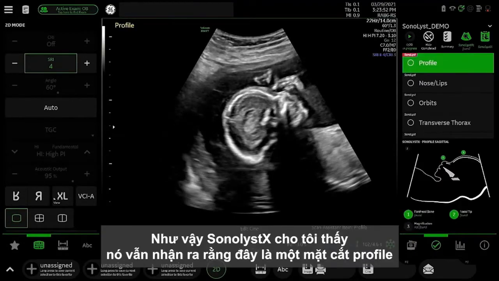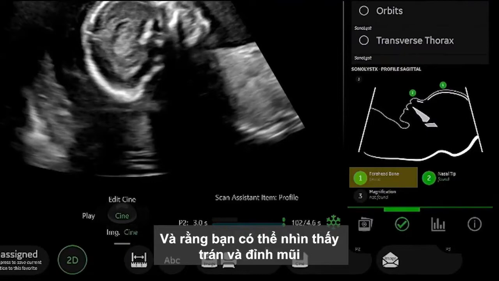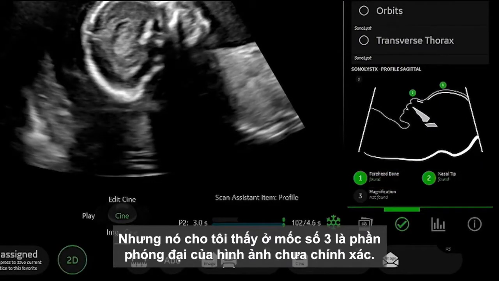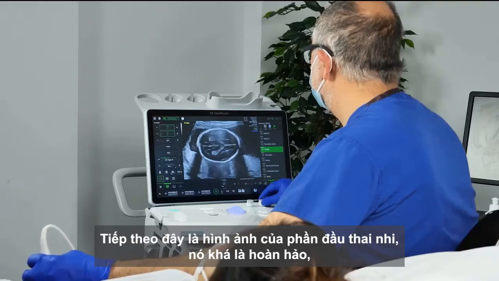So it's showing me, it's still recognizing that it's a profile. And it's saying, yes, you can see the forehead and you can see the nasal tip. But it's giving me a little black mark there because the magnification of that picture wasn't proper. So here is a picture of the head.